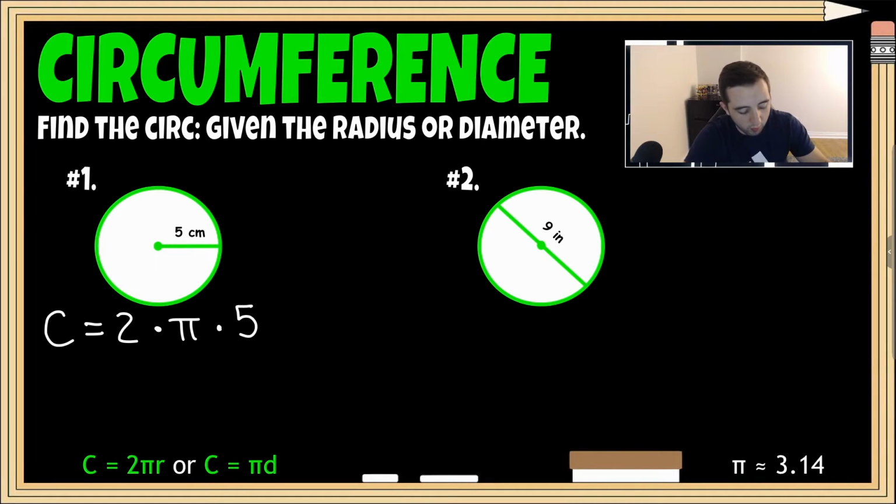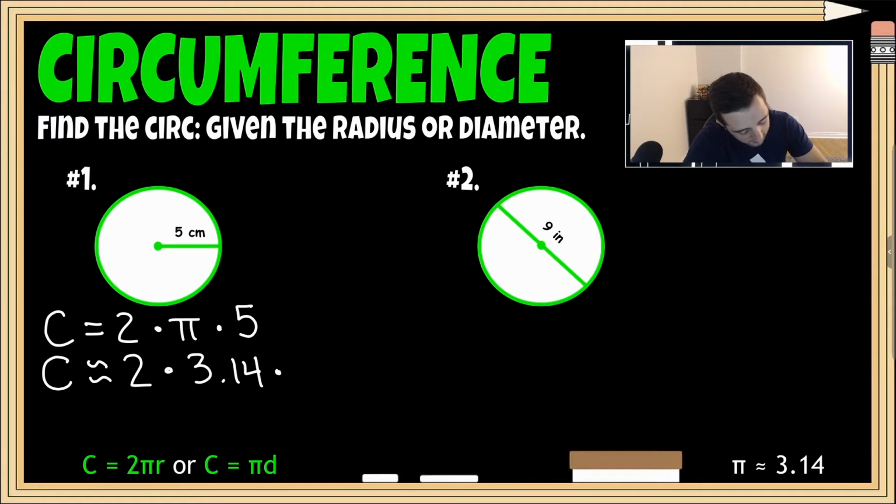And since I'm approximating pi, I'm going to change my equal sign to an approximately symbol because I'm not using the exact value for pi. So we have 2 times, and in place of pi, we're utilizing 3.14, times 5. We multiply, I know this one's super easy. 2 times 5 is 10, so C is approximately 10 times 3.14.